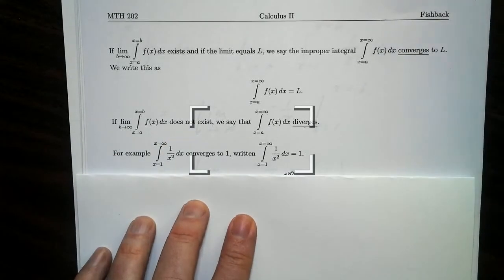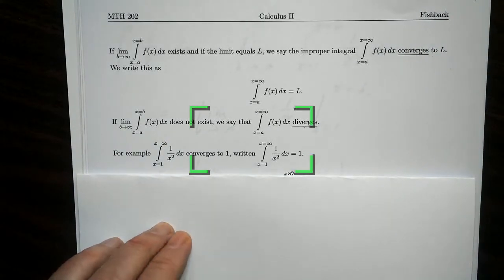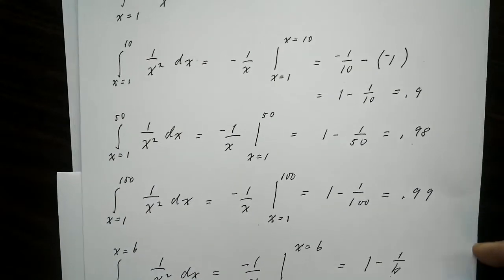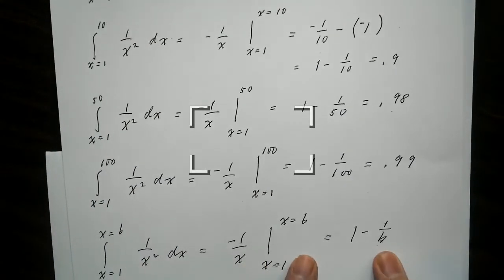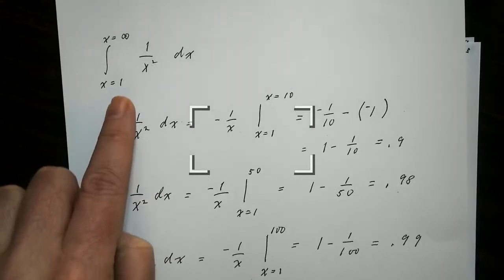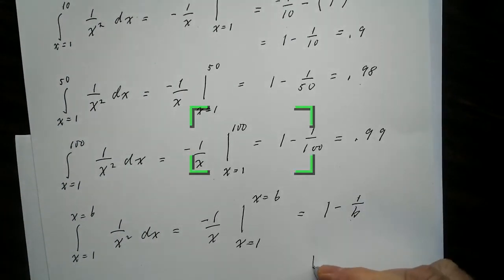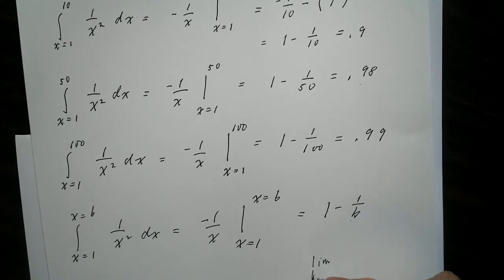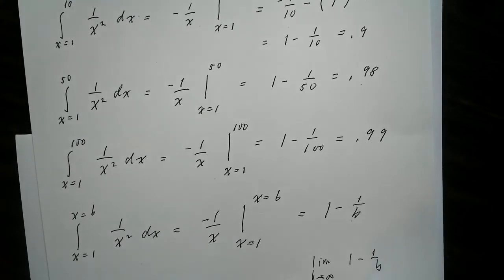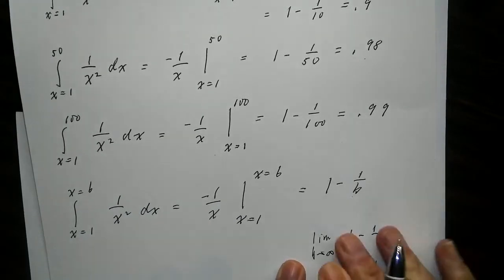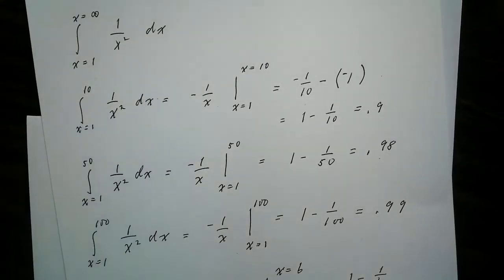So in the preceding example, we would say that the improper integral from 1 to infinity of 1 over x squared, because the limit of this is equal to 1, we would say that this improper integral converges to 1.